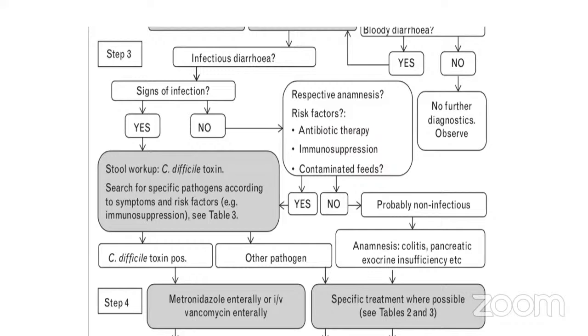And if signs of infection are not there, look for risk factors like antibiotic therapy, immunosuppression, and contaminated feeds. If there is nothing, then it is probably non-infectious. If yes, for contaminated feeds, antibiotics, or immunocompromised patients, then again you need to go for a workup. If Clostridium difficile is positive or another pathogen is present, if another pathogen is present, we need to start the concerned antibiotics. If Clostridium difficile is positive, as we discussed, this is a little roller chart.